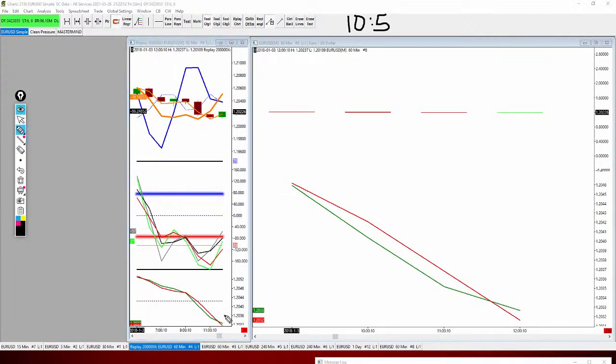Right here, green is on top, and all 4 lines are pointed up. So right here, we would take our buy or long trade.